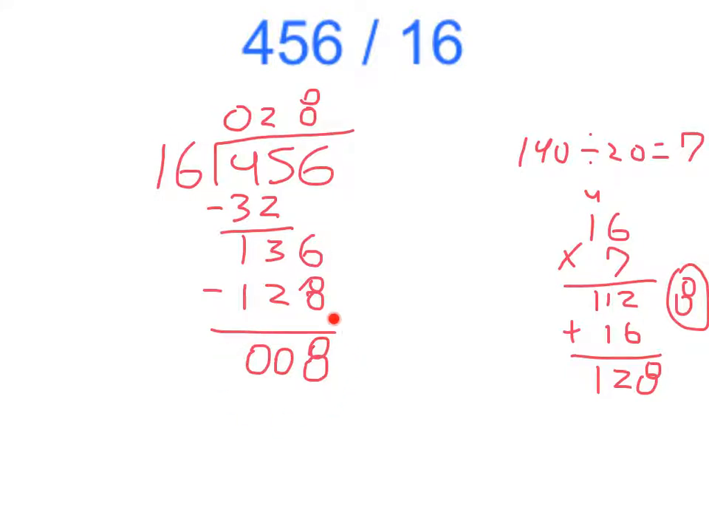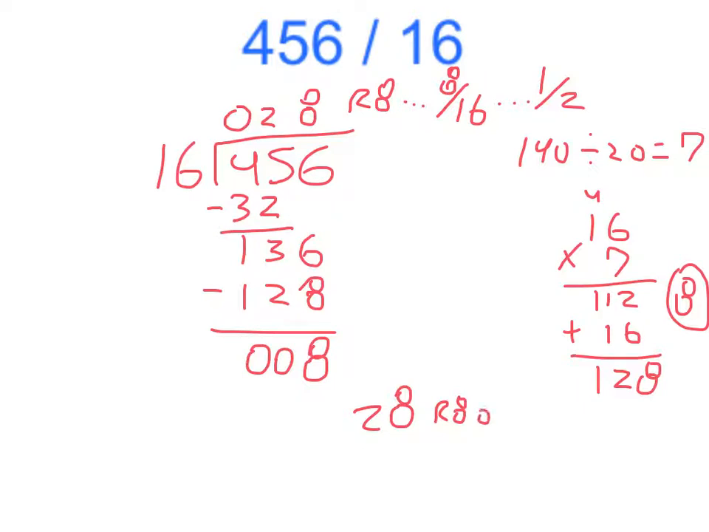There's no other digits that I can pull down. So this is my remainder. We have 28 with a remainder of 8, or 8/16. Which, if you don't know, 8 is exactly half of 16, which equals 1/2. So my final answer here is going to be 28 with a remainder of 8, or 1/2. That's the final answer.